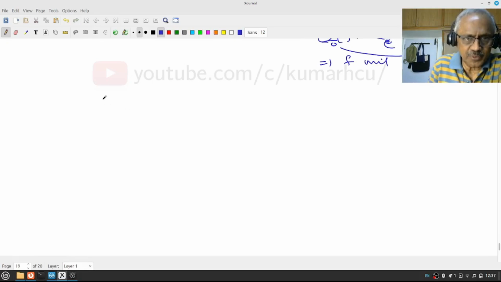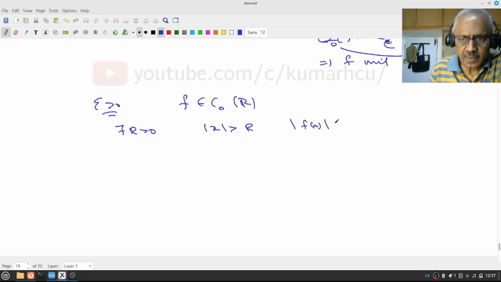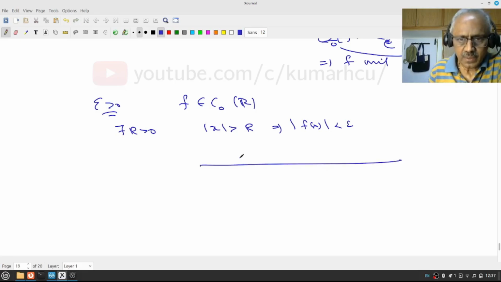So I want to prove uniform continuity. Let epsilon be greater than 0. Since f belongs to C0, it is a continuous function vanishing at infinity, so there exists R positive so that mod x greater than R implies mod f(x) is less than epsilon. Right? So I have the interval minus R to plus R.